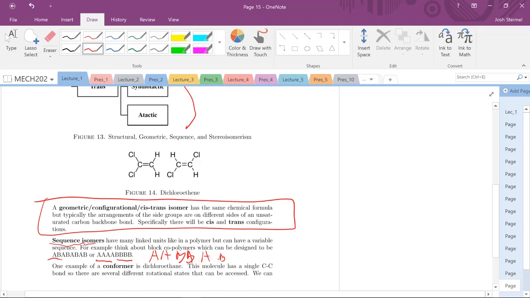But these, again, are compositionally identical, but they are structurally distinct. This full A block, this full B block versus the ABA, very, very different properties. And we'll see how that changes the self-assembly of block copolymers.